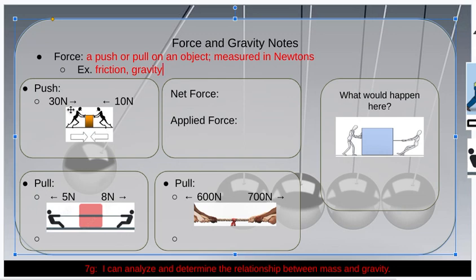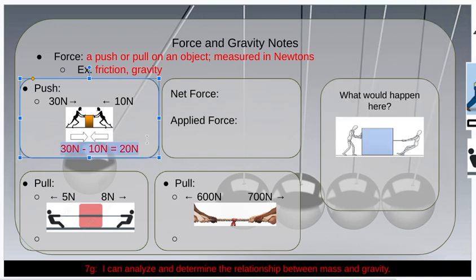So if this is what's happening, you've got 30 newtons pushing this box to the right, and 10 newtons pushing this box to the left. Even not knowing much about newtons, it's a unit of force. 30 moving it right, and 10 moving it left. Which way is it going to go? It's going to go to the right. So 30 newtons minus 10 newtons equals 20 newtons.